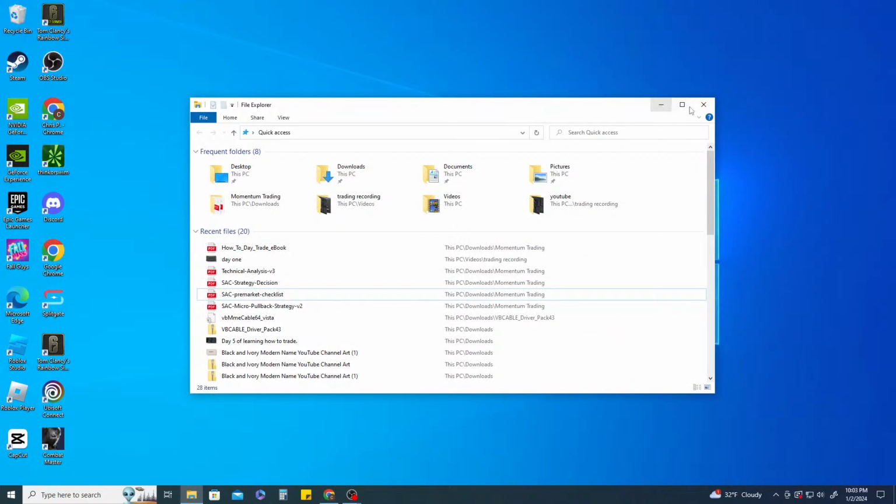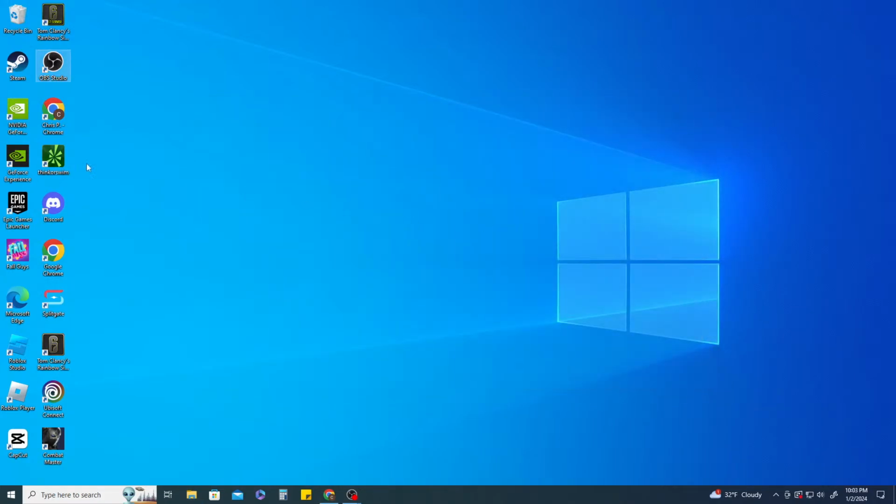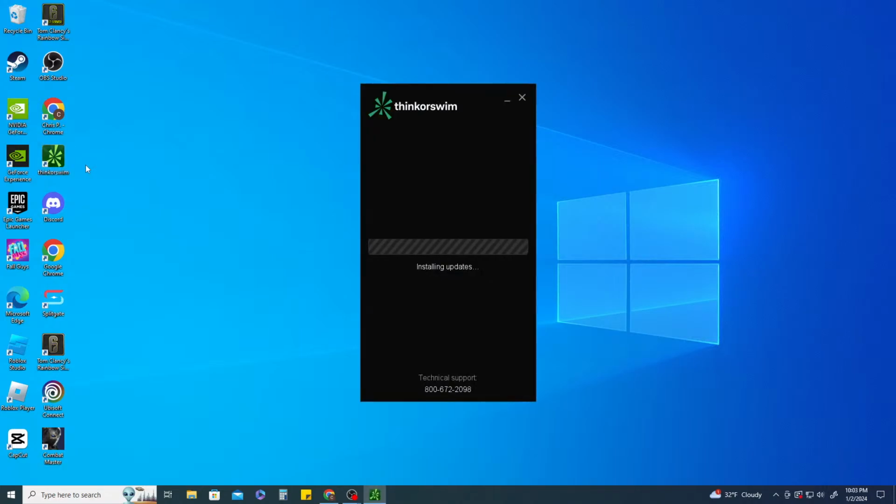I entered the VWAP. I remember I had the book, which you should definitely read for sure. I have it in my files. But let's open up Thinkorswim and see what's up.